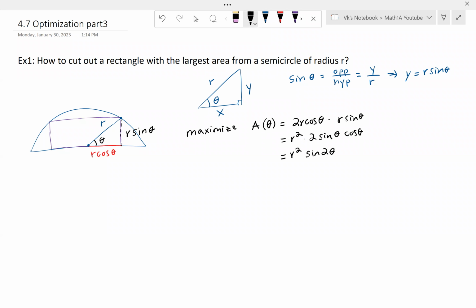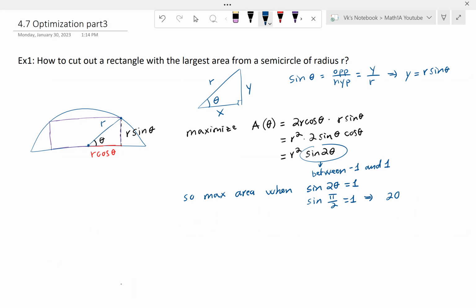We know sine 2 theta is between -1 and 1. So we will achieve the maximum area when sine 2 theta equals 1. Sine of pi over 2 equals 1. So 2 theta equals pi over 2, and theta is equal to pi over 4.